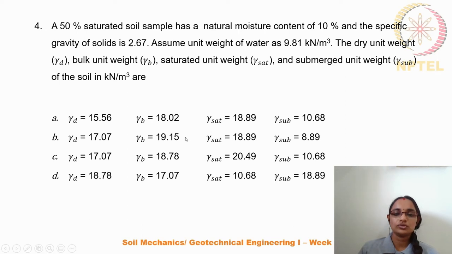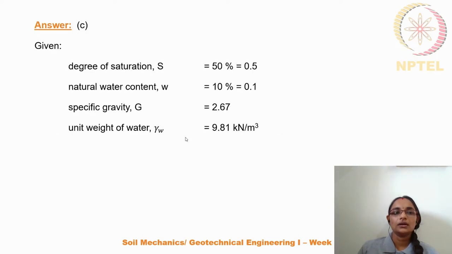Let's see how to solve this. We are given degree of saturation as 50% or 0.5, natural water content as 10% or 0.1, specific gravity as 2.67, unit weight of water as 9.81 kilonewton per meter cube. We need to determine 4 different unit weights. First, we will note down the equation for each of them.